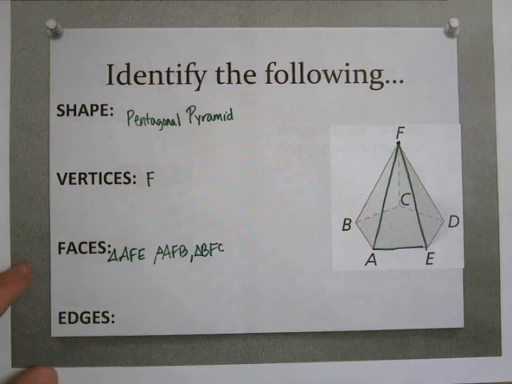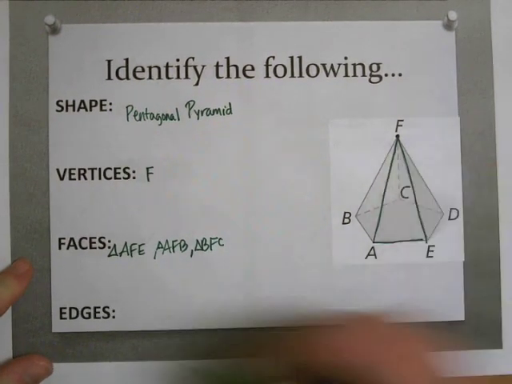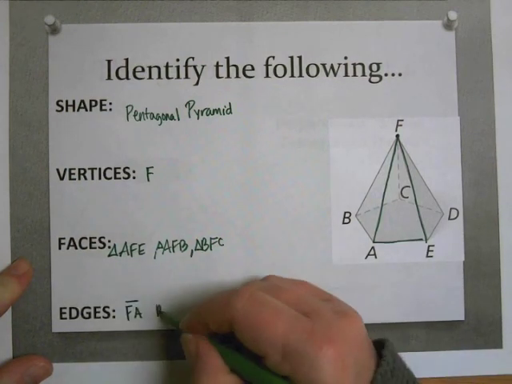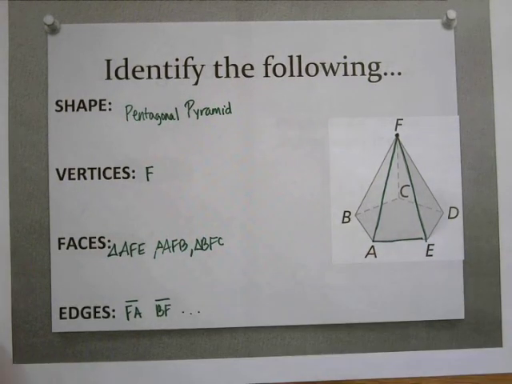The edges, remember, are the edges that don't meet the base. Remember that from last time. So FA would be considered an edge. BF would be considered an edge. And then we've got all those other ones.